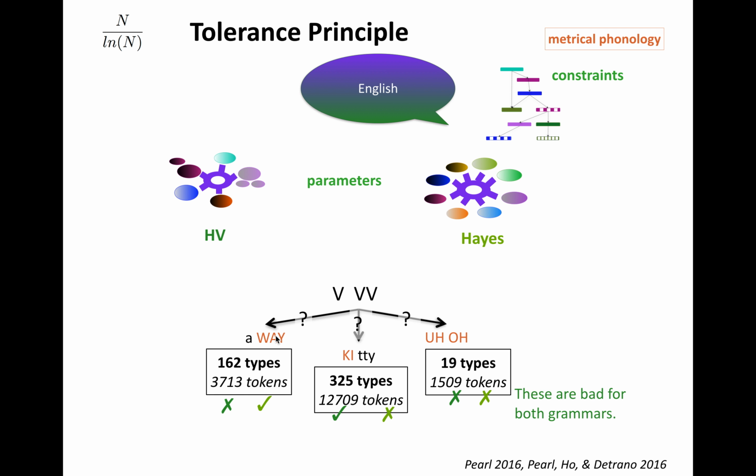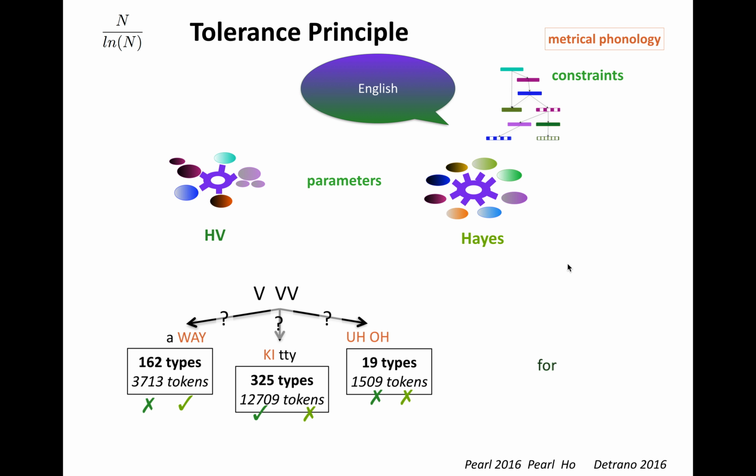So, depending on if there is a dominant pattern, which one it is, this could really affect which representations have an easier or harder time learning from these data, right? So this one's going to be hard for both. This one's going to be easier for HV. This one's going to be easier for Hayes. Okay, so what does the tolerance principle say?